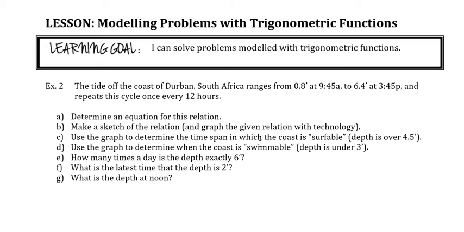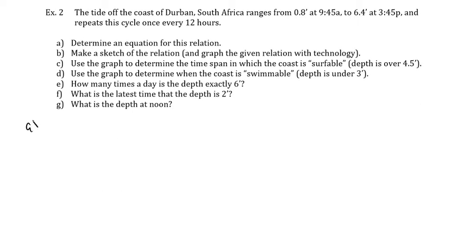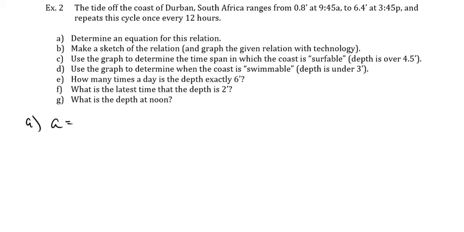Determine an equation for this relation. So how do we come up with an equation? Well, by coming up with the A, the K, the C, and the D. Okay, so let's start doing that. In that description, where's the amplitude? In that description, where's the period? Where's the phase shift? So this is a big part of the connections that you're making in applications.